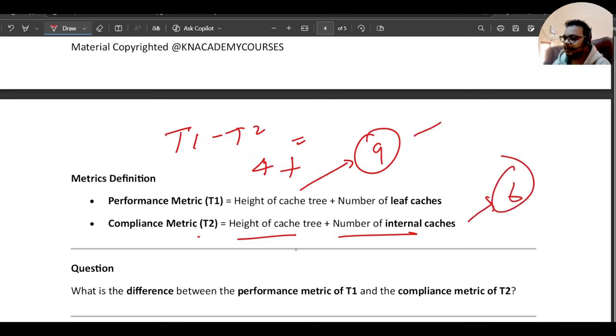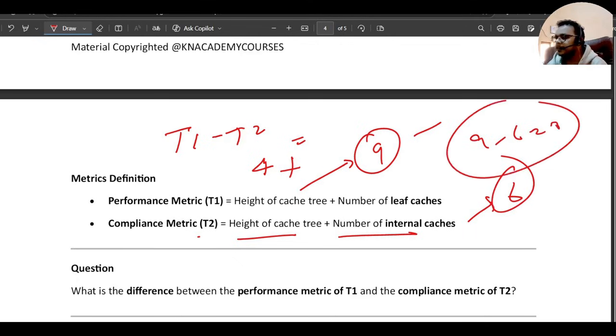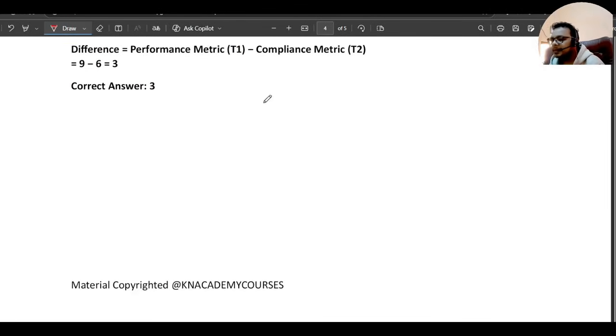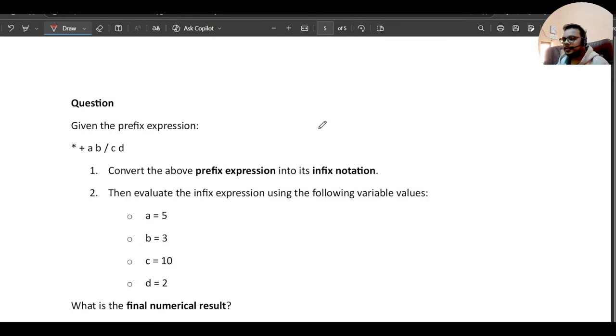Value of T1 is 9. Now we need to find the difference between T1 and T2, which is 9 minus 6. The answer will be 3. Simple. Okay, so answer is 3. Okay, let's talk about another question.